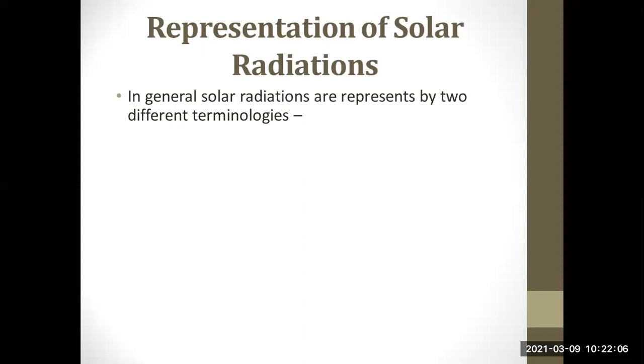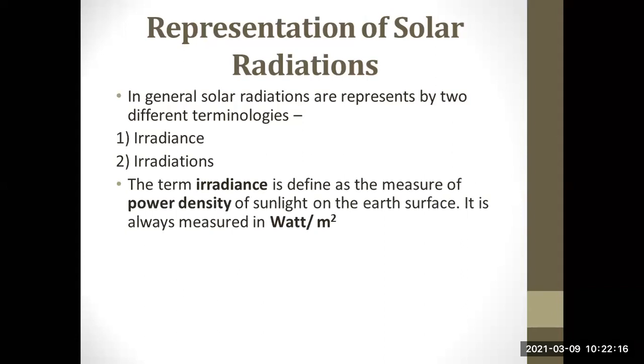First one is called irradiance and second one is called irradiation. So you should know the meaning of irradiance and the meaning of irradiation. Irradiance is when we are trying to define or represent the magnitude of solar radiation in terms of power density.